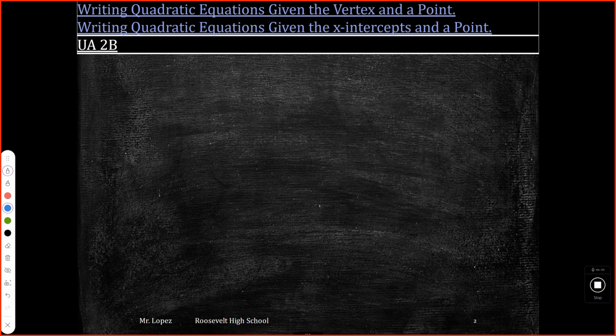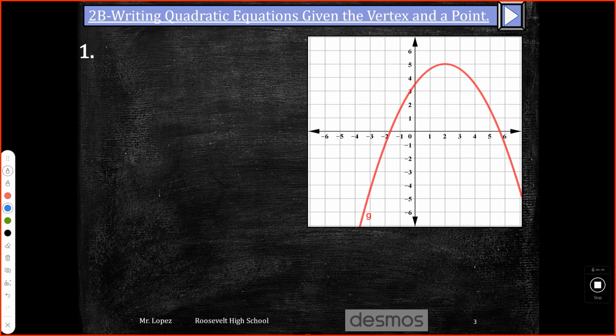All right, so we're doing two things here for the lesson. This is lesson 2B. Writing quadratic equations given the vertex and a point. So we're going to write the quadratic equation in vertex form of this g function.